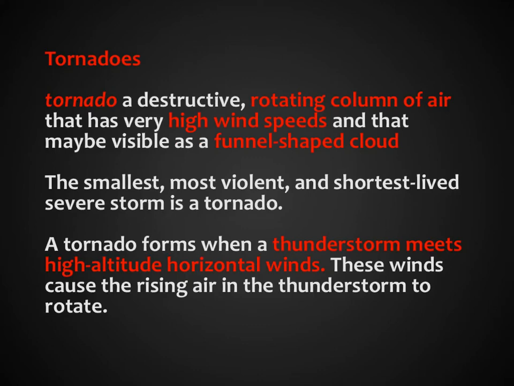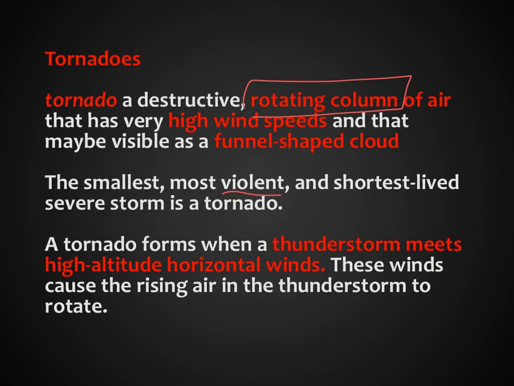So what is a tornado? It's a destructive, rotating column of air that has very high wind speeds and that may be visible as a funnel-shaped cloud. And a key here is rotating column, okay? The smallest, most violent, and short-lived severe storm is a tornado. So we're talking about the highest wind speeds and the most destructive, if it touches you, would be the tornado.